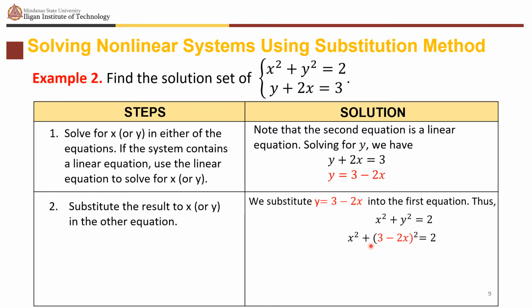And then simplifying this further, we will now have 9 minus 2 times 3 times negative 2 will give us negative 12x here. And negative 2x, the quantity squared, gives us positive 4x squared. So from here, x squared plus the quantity 3 minus 2x squared equals 2 will give us x squared plus 9 minus 12x plus 4x squared equals 2.